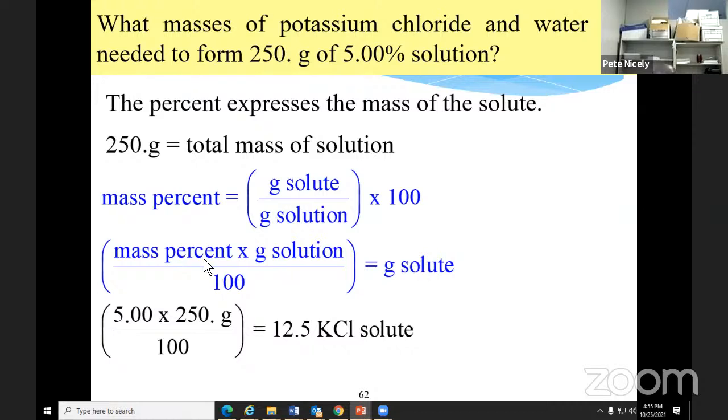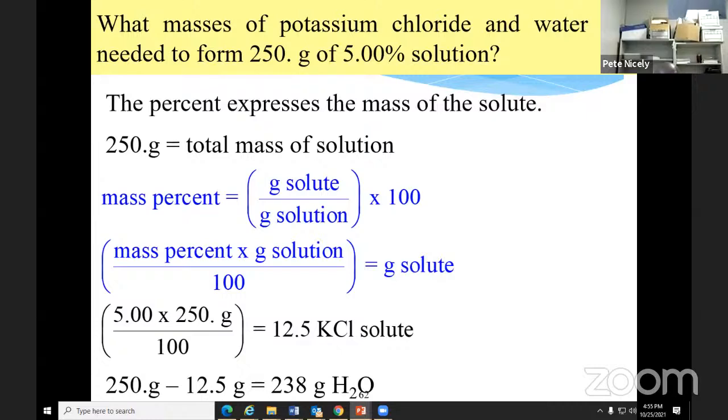The mass of the solute in grams would be equal to the mass percent times the grams of the solution divided by 100. So we take the mass percent times the mass of the solution, which is 250 grams, divided by 100, and that gives you 12.5 grams of the potassium chloride. But we're not finished yet because the question is also asking for the mass of the water. So basically, how do we get that? Well, we simply subtract the mass of the potassium chloride, which is the 12.5, from the mass of the solution, and that gives us the answer, which is 238 grams of water. All right?